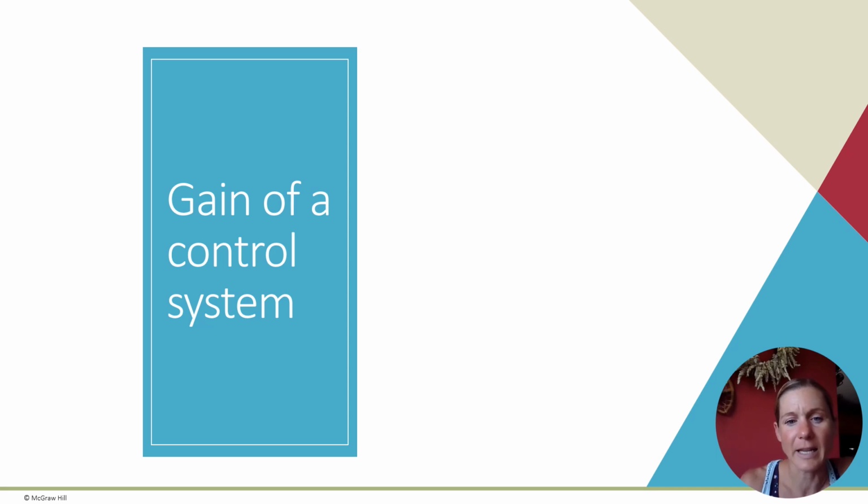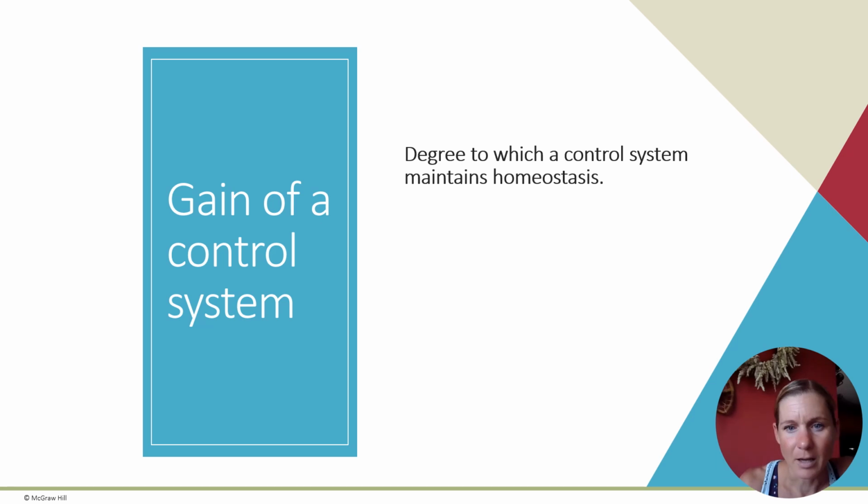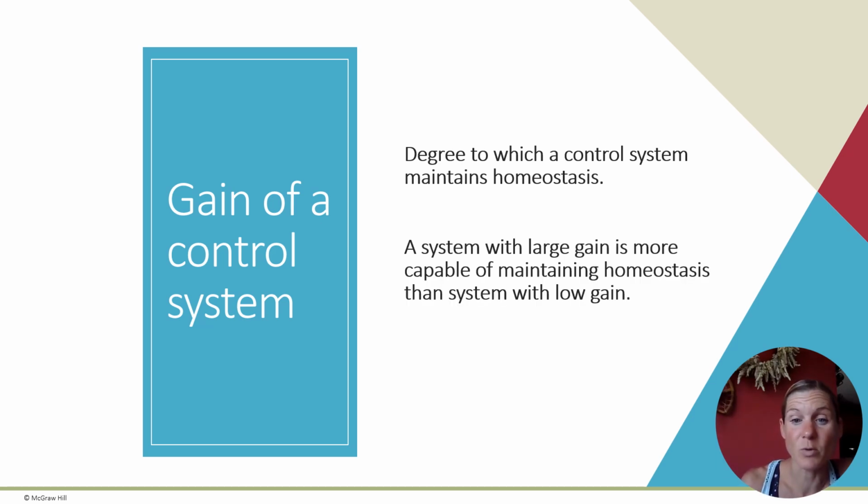Okay, so we think about the gain of a control system. This is the degree to which a control system can maintain homeostasis. A system with a large gain is more capable of maintaining homeostasis than a system of low gain. Like we mentioned, we have tons of these different systems and set points within the body. Here we're taking a look at to what extent we can maintain that particular window that we've created, and how difficult or easy it is to sway away from that set point.